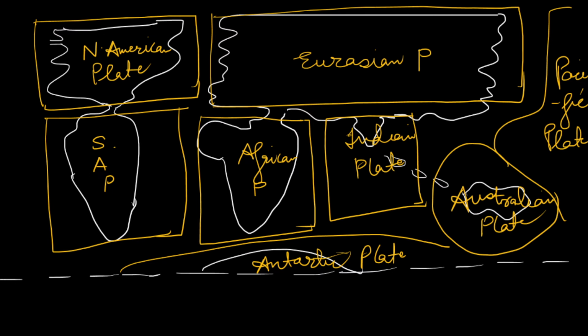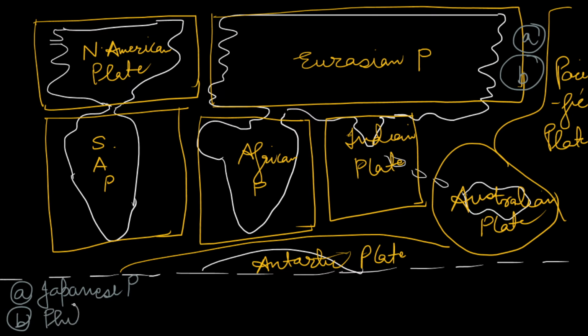So when we come to minor plates, we will locate them. Here you will get Japanese plate, let it be A. Here it is Japanese plate. Then below Japanese plate we have Philippines plate, let it be B. B is Philippines plate.